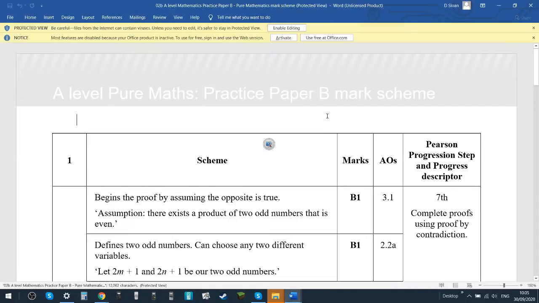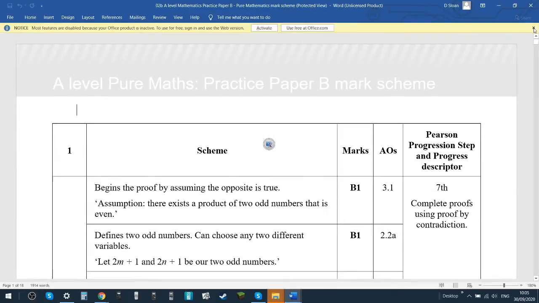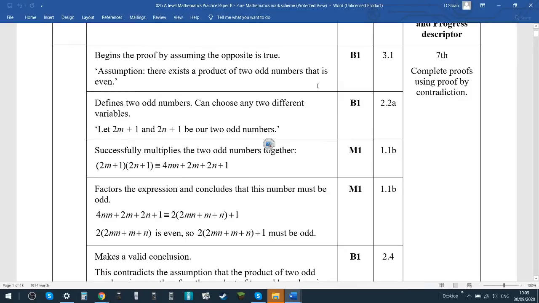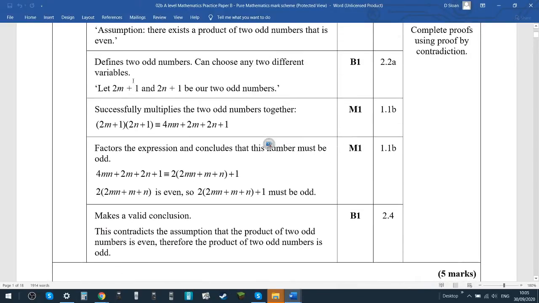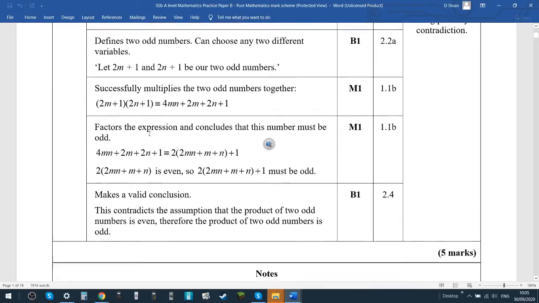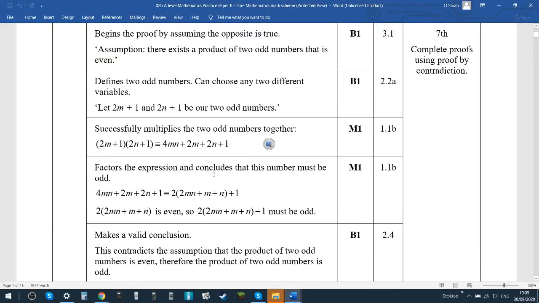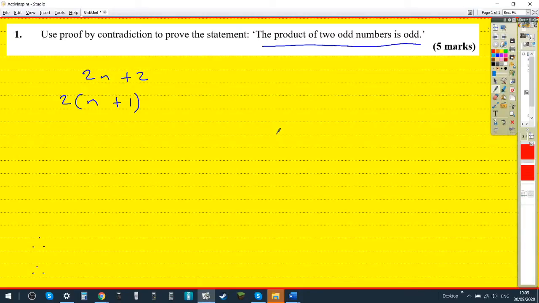There we go. To do those questions, they're not. So assume the opposite. There exists a product of two numbers that is even. 2n plus 1 for the odd one. So slightly different from your one. So you did have to factorize out 2. Where there's two different numbers. Yes, so two consecutive odd numbers. Oh, any two odd numbers.